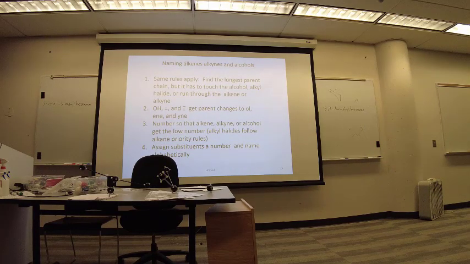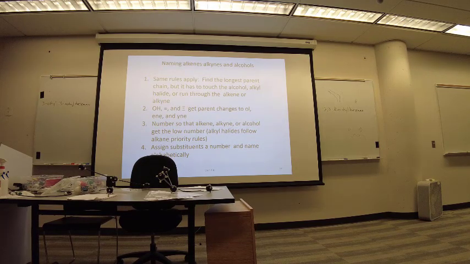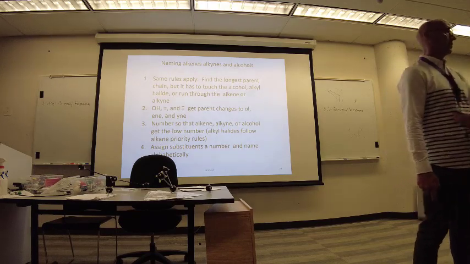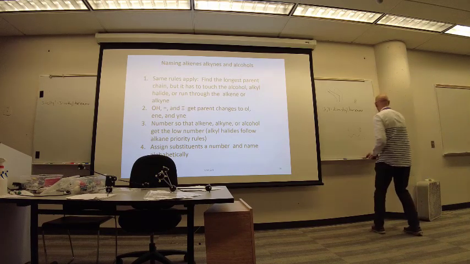Now, same rules apply. Find the longest parent. But now, if you have an alkyl halide or an alcohol, you have to touch it. So the parent has to touch the alkyl halide or the alcohol to be the parent. If it's an alkene or an alkyne, the longest chain runs through it. So it gobbles up the double and the triple as part of the parent. Okay? So I'll just show you a variation of what I mean by that.